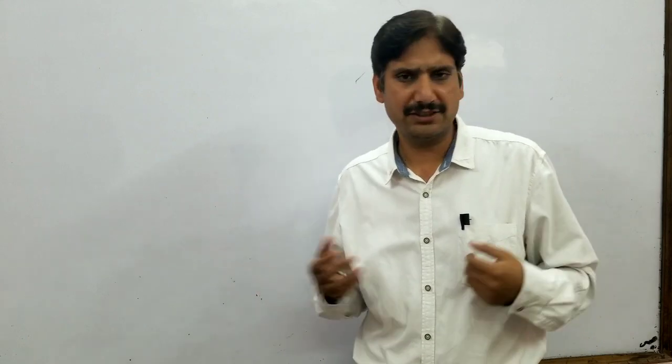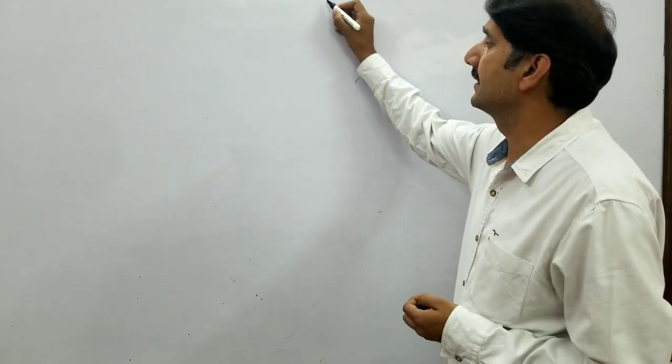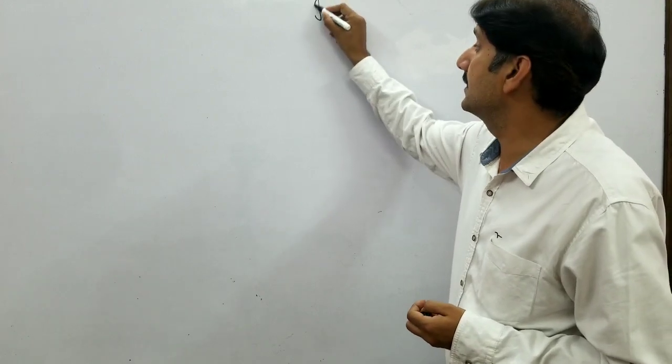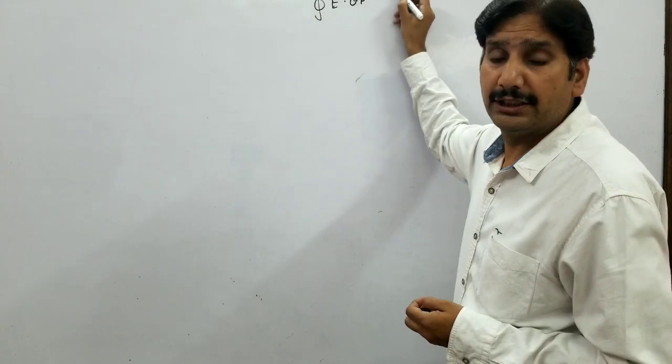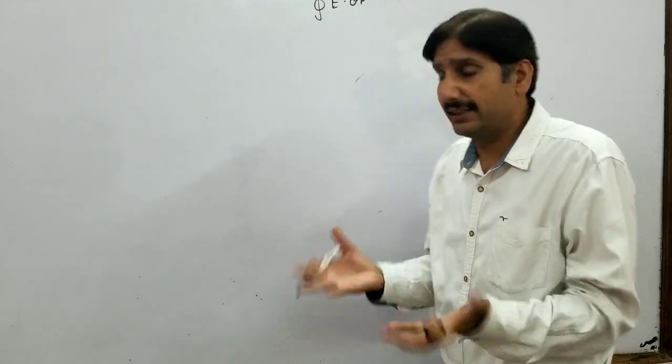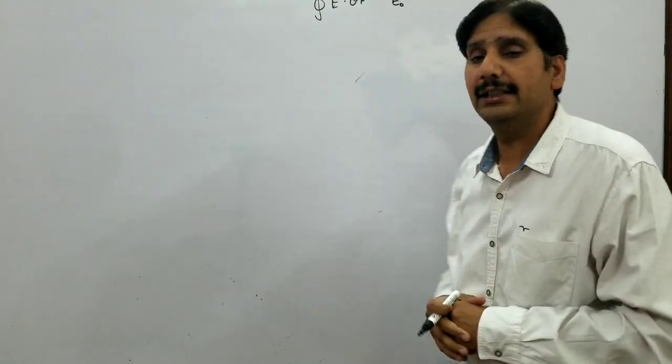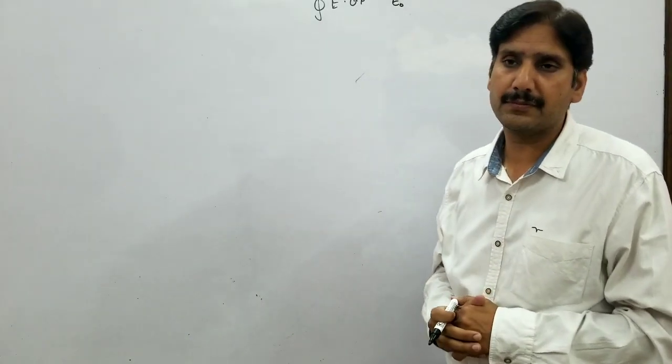Welcome back. Today we will discuss some more problems related to electric flux and how to calculate it. Basically, how to apply Gauss's theorem. We know, according to Gauss's theorem, the total electric flux through a closed surface, the integral of E dot dS, is equal to the charge enclosed within that closed surface divided by epsilon naught.